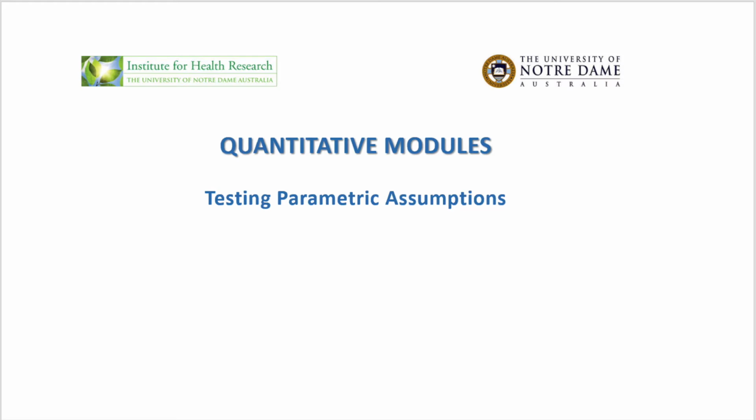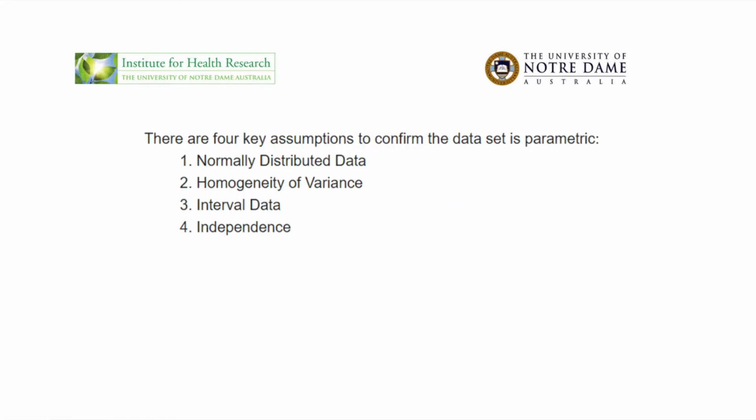Module 11 will show you how to test the parametric assumptions using SPSS. So many statistical procedures we use are based on parametric data and have parametric assumptions. Assumptions for parametric statistics include normally distributed data, homogeneity of variance, and we also need to make sure that there is independence within the data.